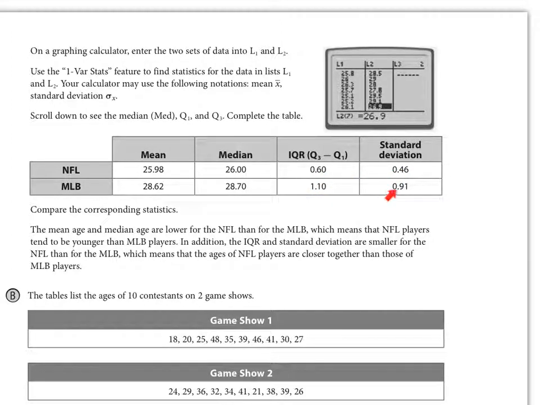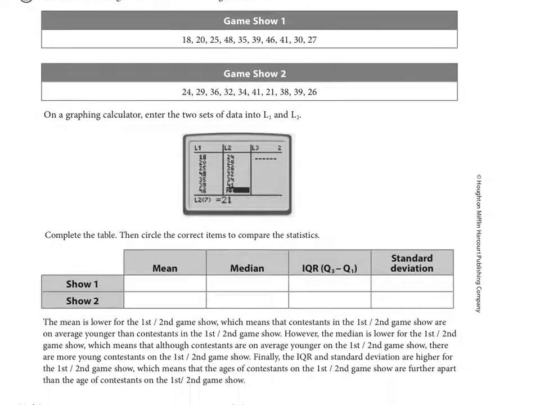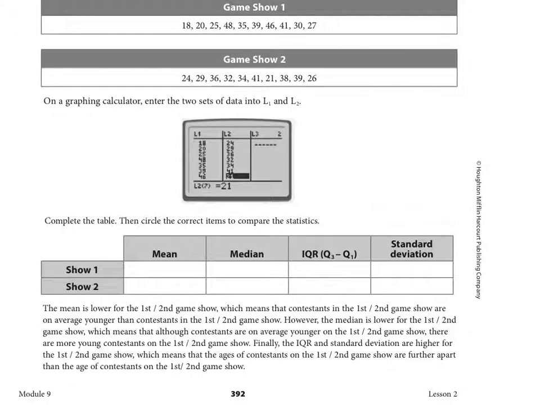That's IQR and standard deviation, compared to 1.10 and 0.91. Okay, it gives you an explanation down here of what the measures of center from both the football and baseball leagues tell us and what the measures of spread tell us. Okay, that's how we're going to be using this data. So I am going to put some numbers here. Actually, I'm going to do the your turn.